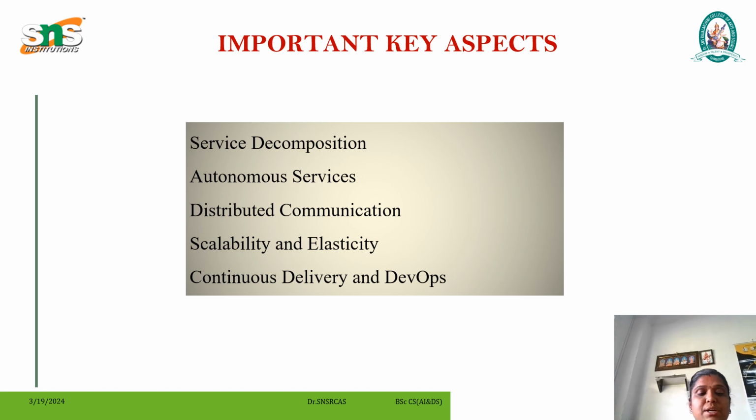Distributed communication. Microservices communicate with each other through lightweight protocols such as HTTP or message queues. The distributed communication enables services to be deployed independently across different environments and to scale more easily than monolithic applications. Scalability and elasticity. A microservice architecture supports horizontal scaling, allowing individual services to scale independently based on demand. Additionally, cloud-native features such as auto-scaling and container platforms like Kubernetes facilitate the elastic scaling of microservice-based applications.